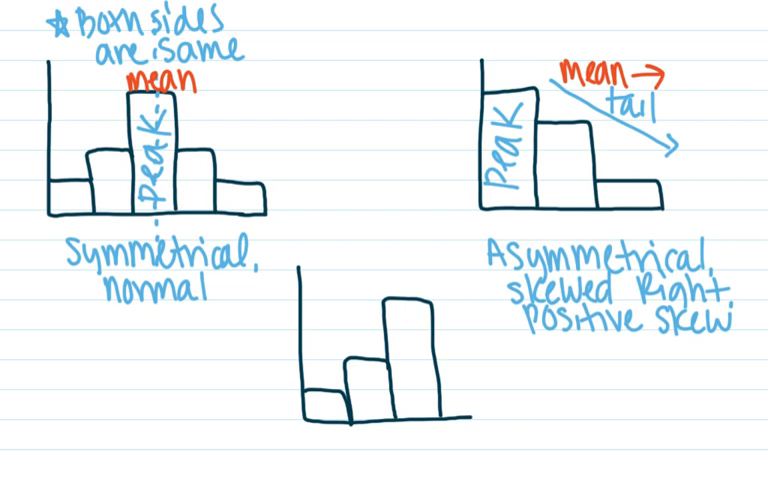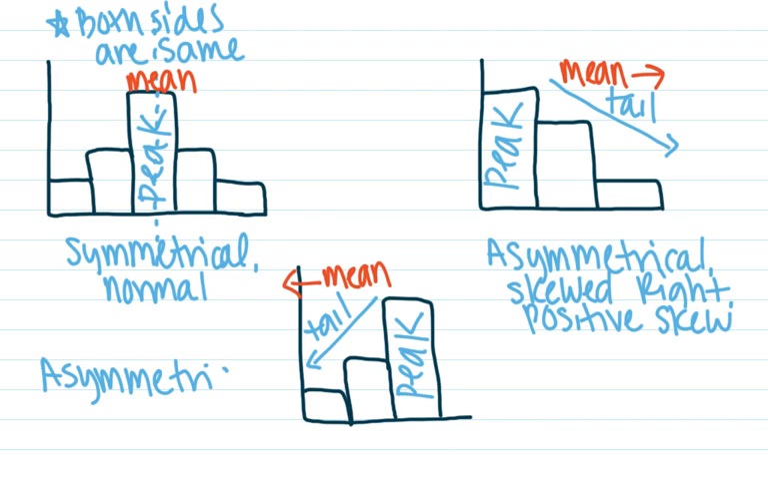Now, when the peak is over here to the right and the tail of your data is going to the left, that means that your mean is going to be pulled to the left as well. That is called skewed left. So again, down here, this third graph is asymmetrical. It does not have that line of symmetry. And the peak is to the right, and that means that the tail end of your graph is going to the left. It also means that your mean is going to be pulled towards the left as well. And so we would say that this is skewed left.